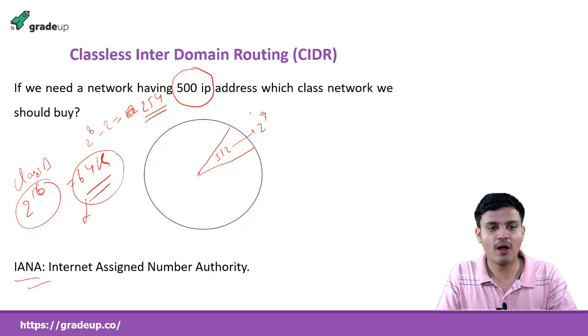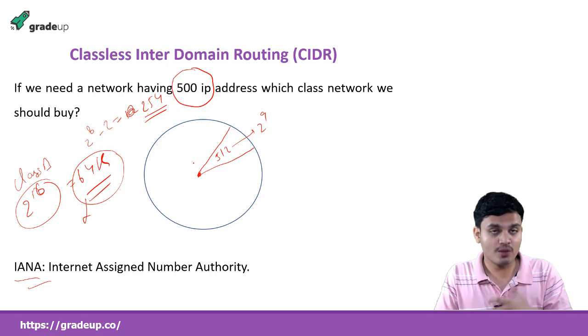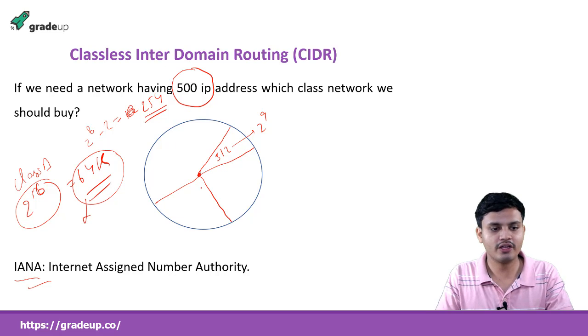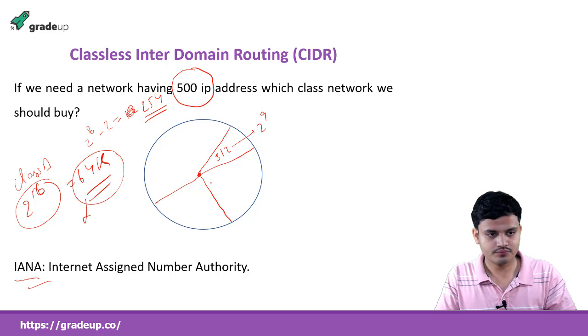So it is in the power of 2, that is why I write it like this. So I will cut this piece of cake and I will use it. So it is like that. Suppose your requirement is much bigger, so you can cut a bigger piece of cake. In this way we will waste very little. So that is the use of classless inter-domain routing. So cut the cake according to yourself.